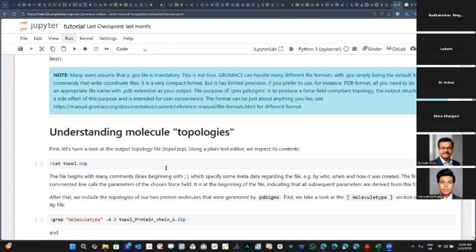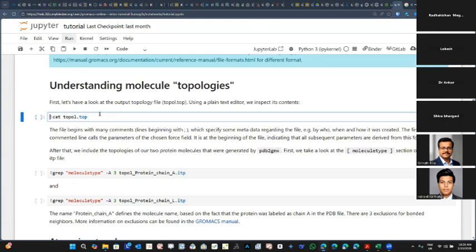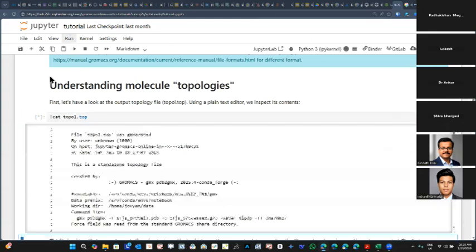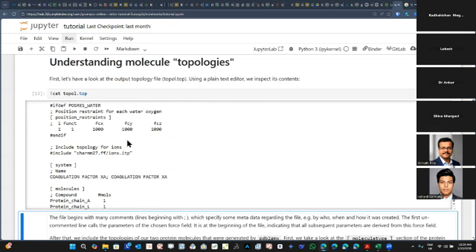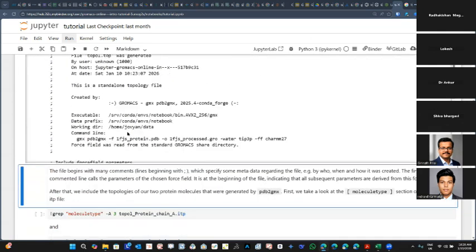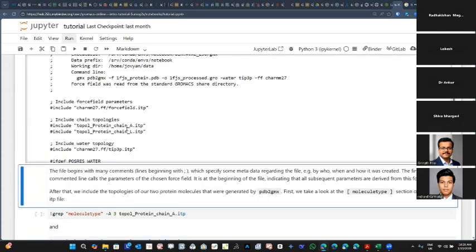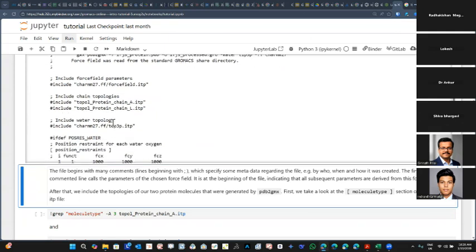Now we wanted to understand the molecule's topology. So let's read the topology file. So this is the content of the topology file which we generated from the PDB. Not that long, but this gets added up when you start running more calculations. This topol file is very important because it has the key information for the whole MD process.